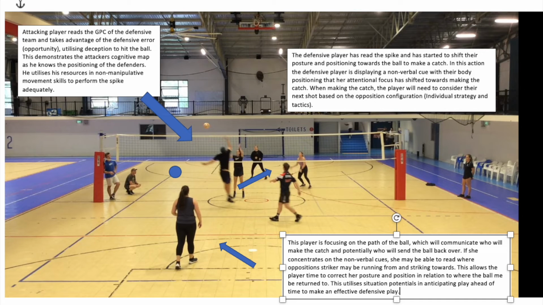Moving forward, the attacking player at the back of court is displaying the connection between concentration and communication to individual decision making. You can see here that she is focusing on the flight path of the ball, which will ultimately communicate to her who will make the catch. If she focuses on the non-verbal cues of the opposition catcher, she may be able to anticipate who will be striking the ball back to them. This allows the player time to correct her posture and position in relation to where the ball may be returned to.